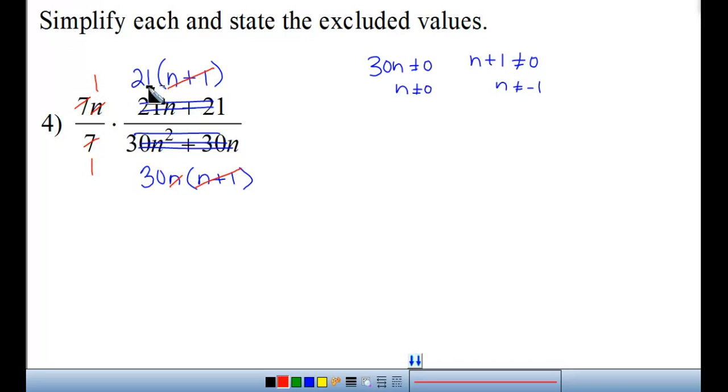The last thing that can cancel is the 21 and the 30. What do they both have in common? They're both divisible by 3. So I'm left with 7 over 10. Now for my final answer, take everything in the numerator that is left and multiply it together. 1 times 7 is 7. Do the same with the denominators. 1 times 10 is 10. Since this cannot reduce any further, 7/10 is my final answer.